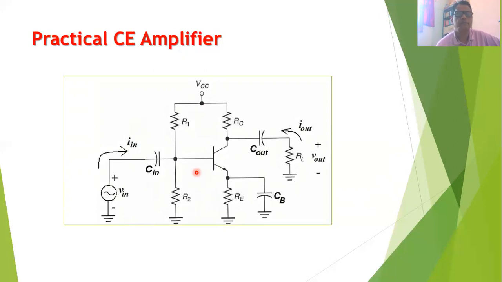this diagram. The input voltage, that is the AC input voltage, is applied through the coupling capacitor to the base and emitter. Then you will find that the output is taken from the collector. Resistances R1, R2, RC, and RE are the biasing resistances. And there is one capacitor connected over here. This capacitor ensures that the AC potential at the emitter is at ground level.